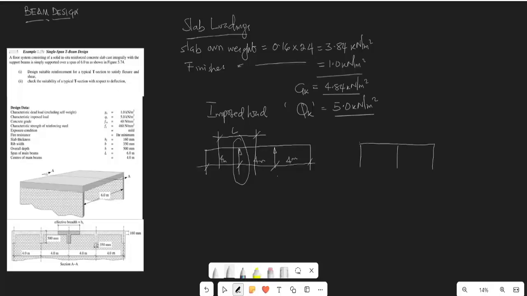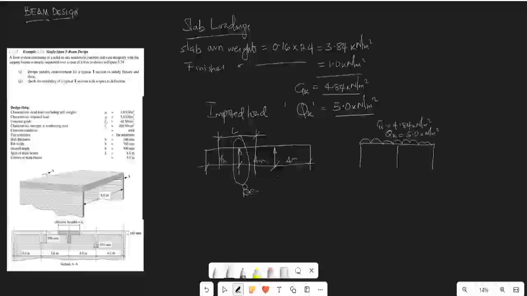Let's just pay attention. On our slab now, we have a dead load of 4.84 kilonewton per meter square, and we have a live load of 5.0 kilonewton per meter square on that same arrangement. Now, if we want to transfer this to our beam, because we intend to design a beam and not a slab, let's do that.